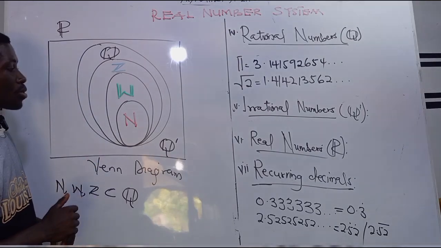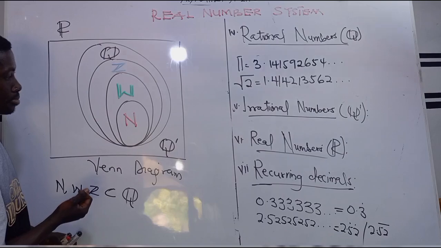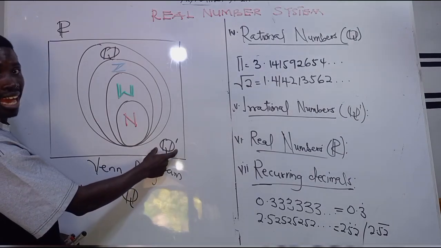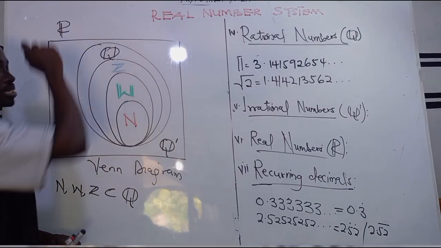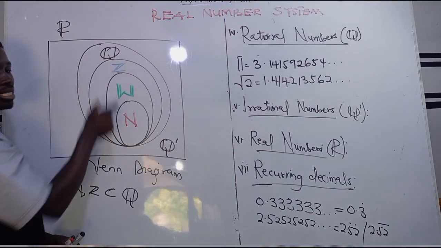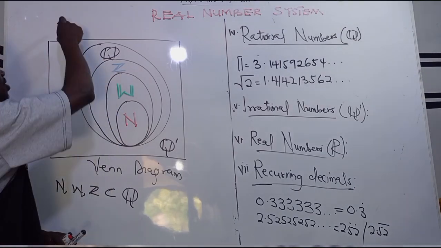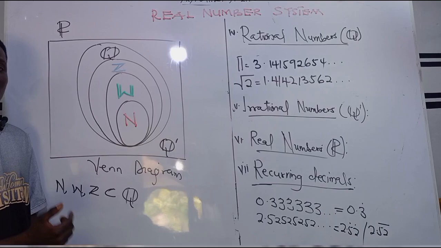I believe you are following. So we can say that irrational numbers are subsets of real numbers. Rational numbers are also subsets of real numbers. I guess you are following.